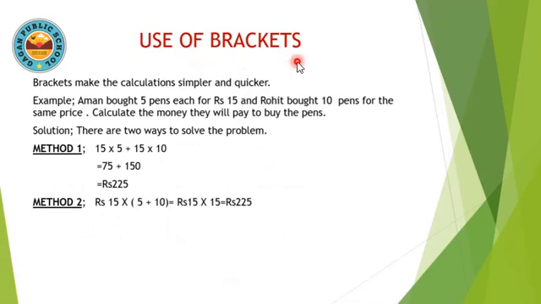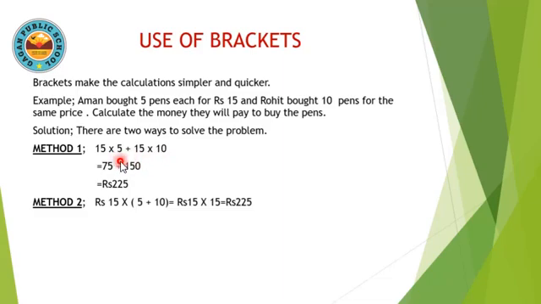Now, use of brackets. Brackets make the calculation simple and quicker. Like Aman bought 5 pens for rupees 15 and Rohit bought 10 pens for the same price. So 5 pens for rupees 15 means 5 into 15, and 10 pens for the same price means 10 into 15. So 15 is multiplying in both the numbers, 15 into 5 and 15 into 10, and then you are adding it.